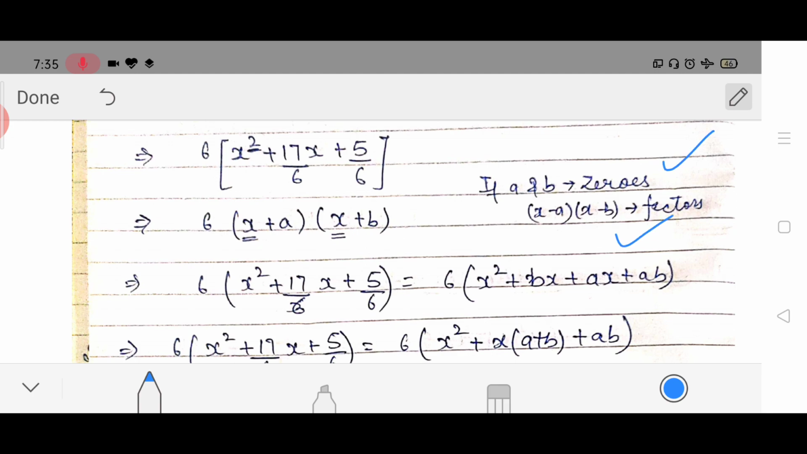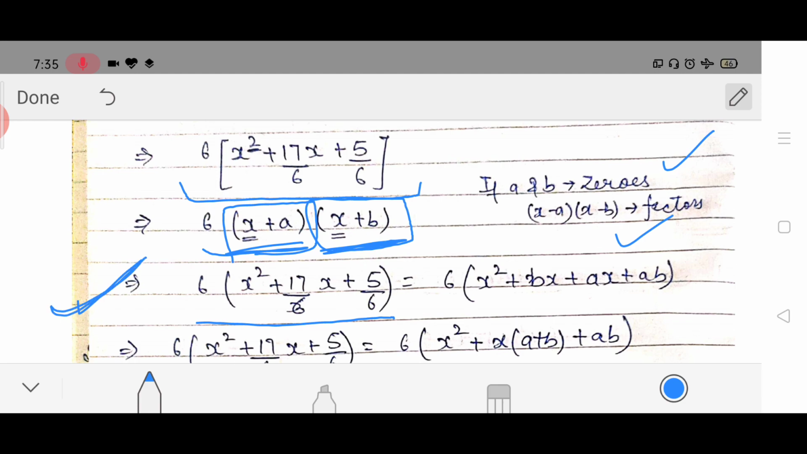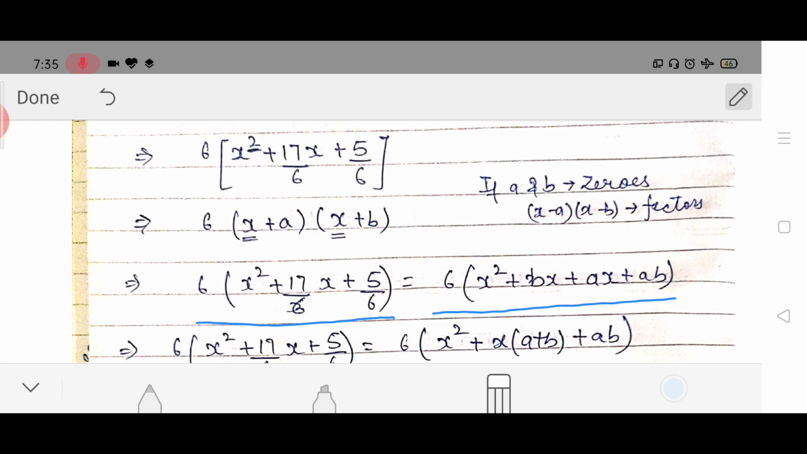So what we have done here, we are having now this polynomial. If we split this polynomial in terms of factors, we can write it as 6 into x plus a into x plus b, because we have considered that these both are the factors of the polynomial. In this step we have multiplied these two terms x plus a and x plus b, and we are equating this to the given polynomial. When you multiply x plus a and x plus b, you will get this term.